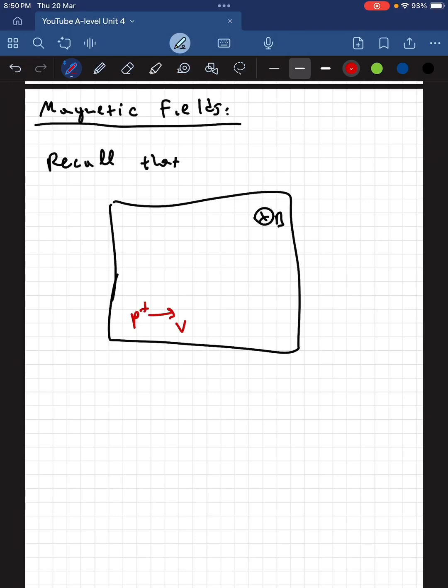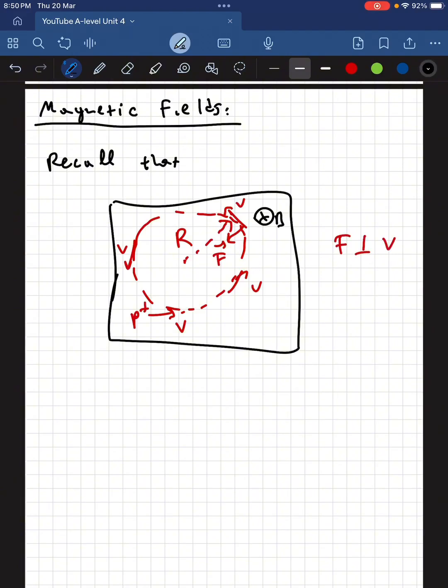So using Fleming's left-hand rule, don't forget to use your left hand, by the way. Our index points into the page, our middle finger points to the right, therefore the force is up. So this is going to undergo a circular motion with the velocity tangent to the circle, okay? And this is going to be a circle with radius r, and the force is also always perpendicular to the velocity. So F is perpendicular to the velocity. Therefore, when this condition is met, we have circular motion.